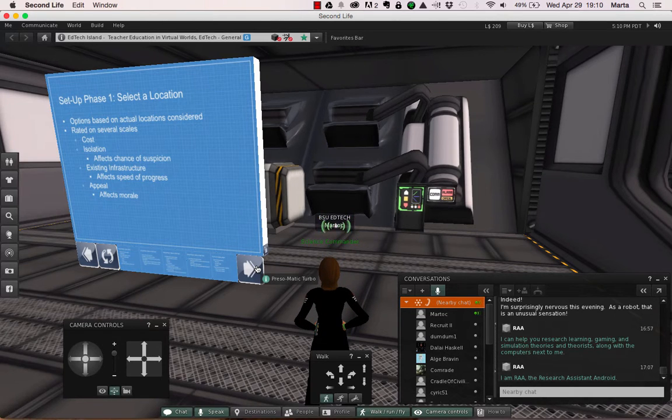And I envision rating them on a couple of different scales. There would be a cost. Again, there's only so much money for that initial setup, and so there's a limit to how much you can spend on the location. That was a big factor in the actual Manhattan Project. And then the next rating I've got for the location is isolation. They wanted somewhere that was pretty far away from other people, just to make it difficult for people working there to leak information, to limit the impact of any accidents.